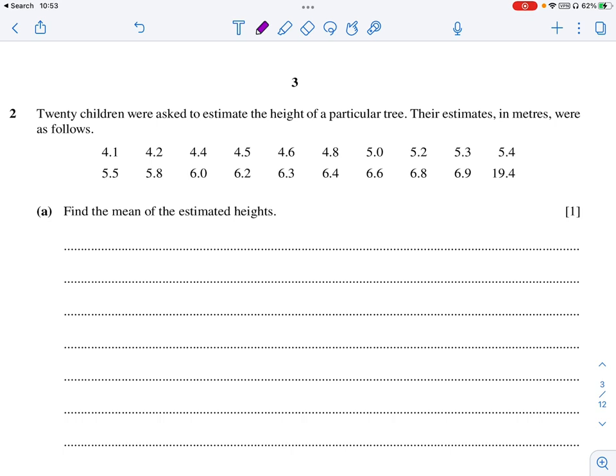Question number 2. 20 children were asked to estimate the height of a particular tree. Their estimates in meters were as follows. Find the mean of the estimated heights. So just add them all: 4.1 plus 4.2 plus 4.4 and so on. Add all and divide by 20. This is just a calculator based question. So therefore the answer is 6.17.